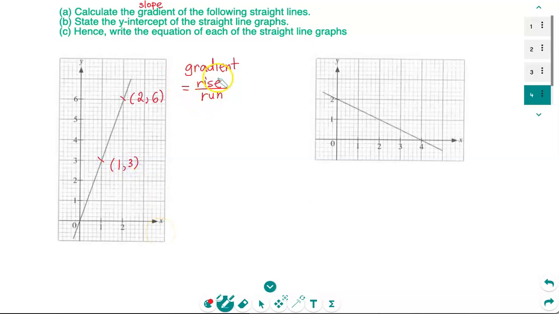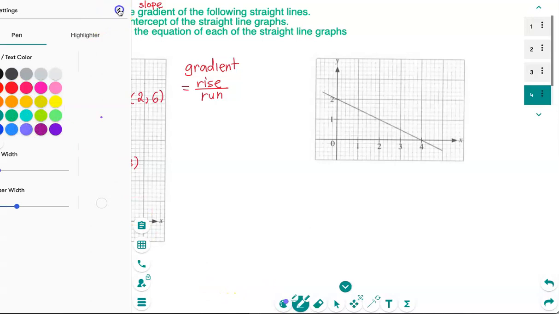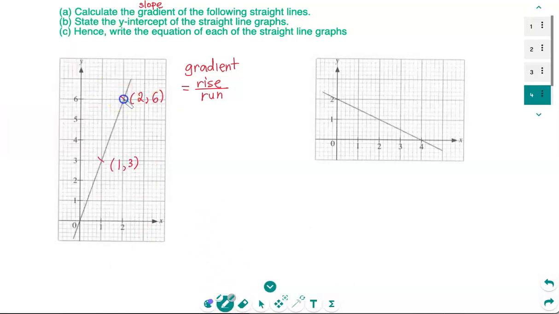Alright, now let's draw. For some students, I tell them to draw this gradient triangle, which is, you can see this is the rise and this is the run. So this will be the rise. The rise is from the difference in the y coordinate, so the rise would be 6 minus 3. And the run will be the difference in the x coordinate, which is 2 minus 1.